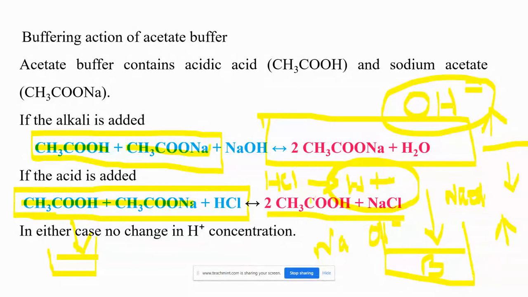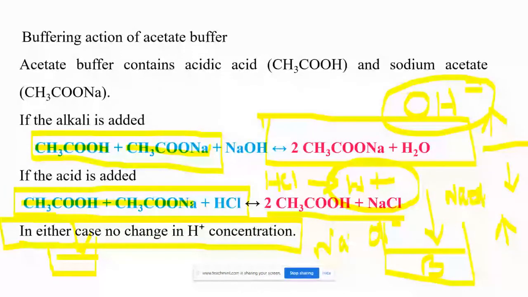But in both cases, there is no increase in OH minus ion or H plus ion. The OH minus ion and the H plus ion formed from the alkali and acid are neutralized by the buffer. So in either case, in the addition of alkali or acid, there is no change in the H plus ion. This indicates that there is no change in the pH, that it resists the change in the pH. I think you can follow. Do you have any doubt?